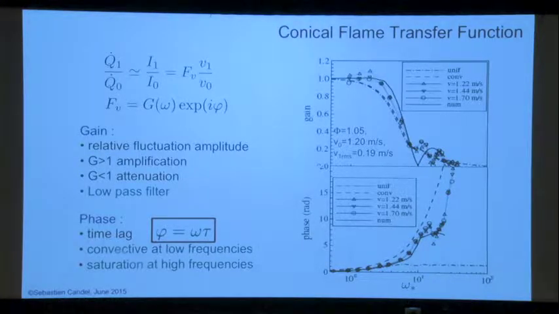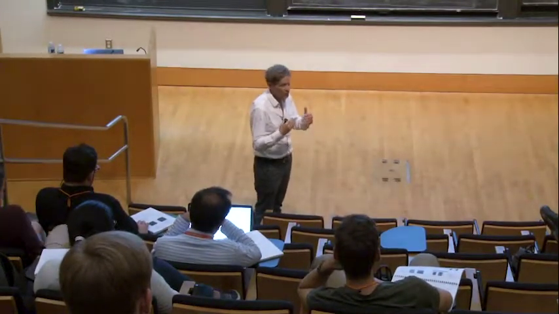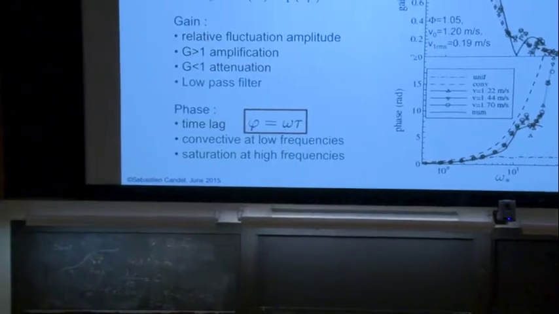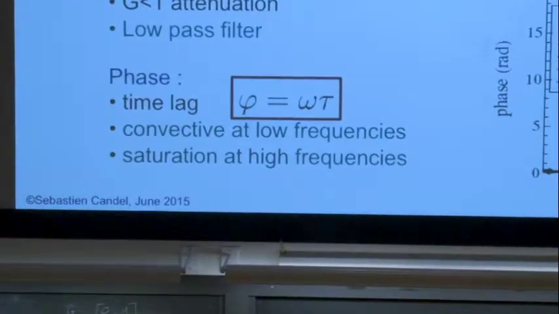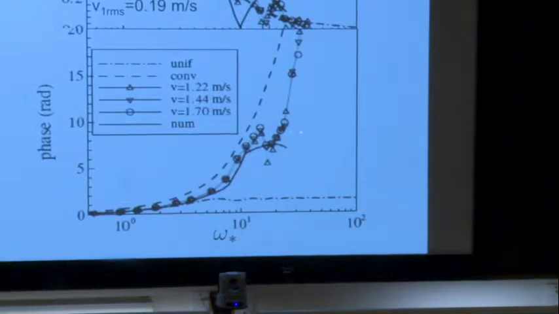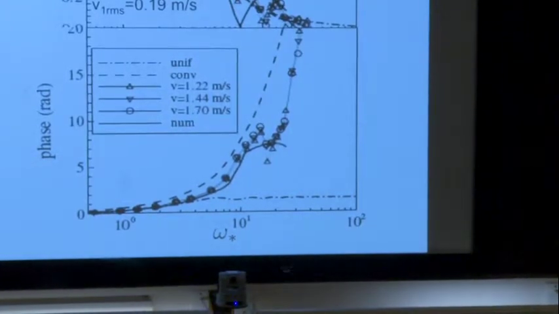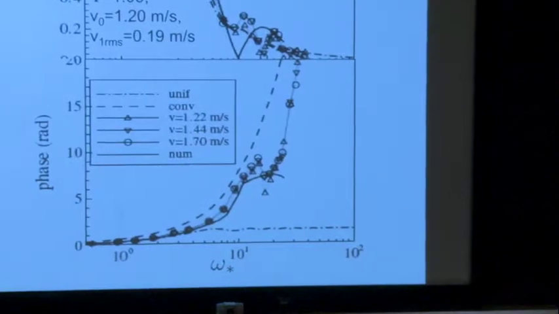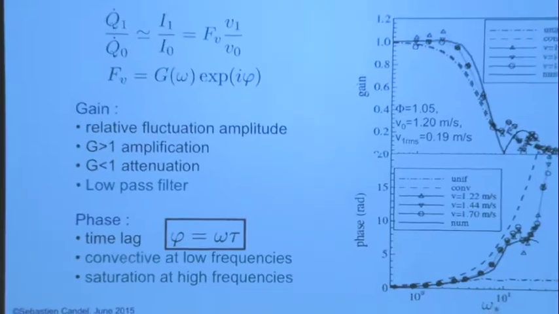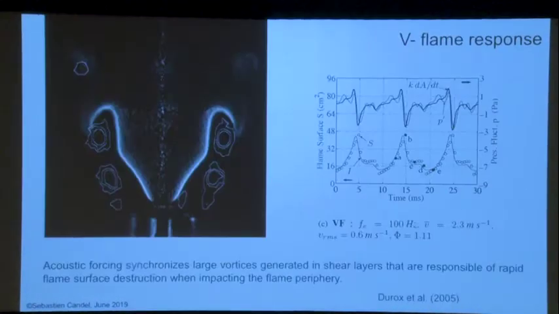It is because what I told you, that a convective mode is being produced, this is true when you are in the low frequency range. As you go to higher frequencies, it's not so true. So it's not quite as simple as one may think. And numerically, you do get the right phase behavior here. So you integrate the G equation numerically, you get something which is reasonable. But here you have all the information. You have the gain and the phase for this conical flame.